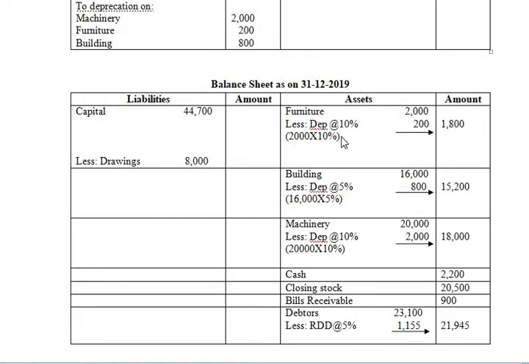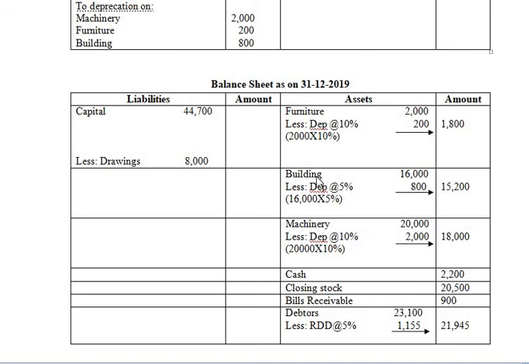Okay, so here it is in case of depreciation. Depreciation has one effect in terms of the balance sheet and another effect in the profit and loss account. Furniture at 10%. So take the amount of furniture, which is 2000, less depreciation at 10%. On 2000, if you calculate 10%, you will get 200. Write the amount in the outer column.